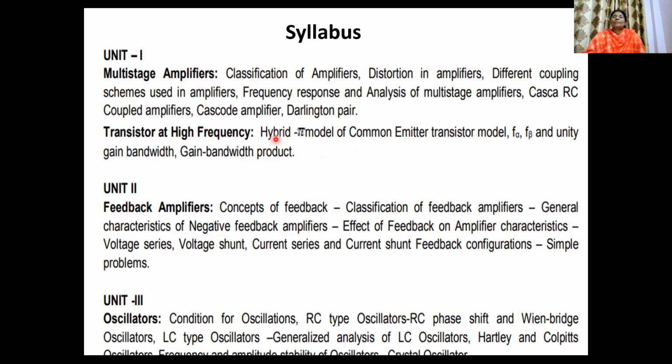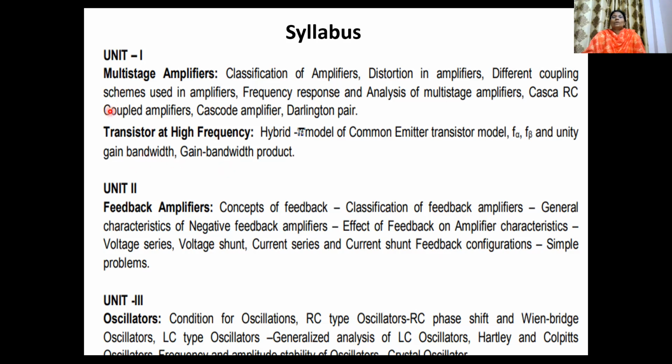Here we have to draw the hybrid pi model of the common emitter transistor, and it looks like a pi, so it is known as the hybrid pi model. It is also known as the Giacoletto model. And then we have to find f alpha, f beta, and f T. And then we have to find the gain bandwidth product.